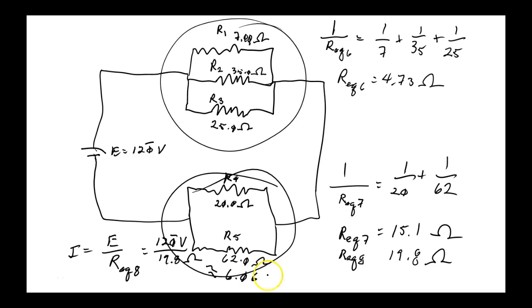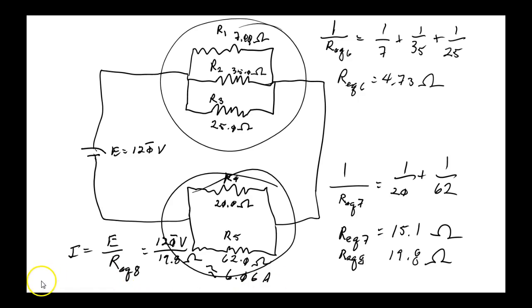I couldn't hear what you said at the end. Okay, 6.06 amps, and that's exactly what they got. Good for them. Does that make sense? See how you do it. Once you get the equivalent resistance of a circuit, then you can just use Ohm's law directly. Okay. Now, any questions? Okay.